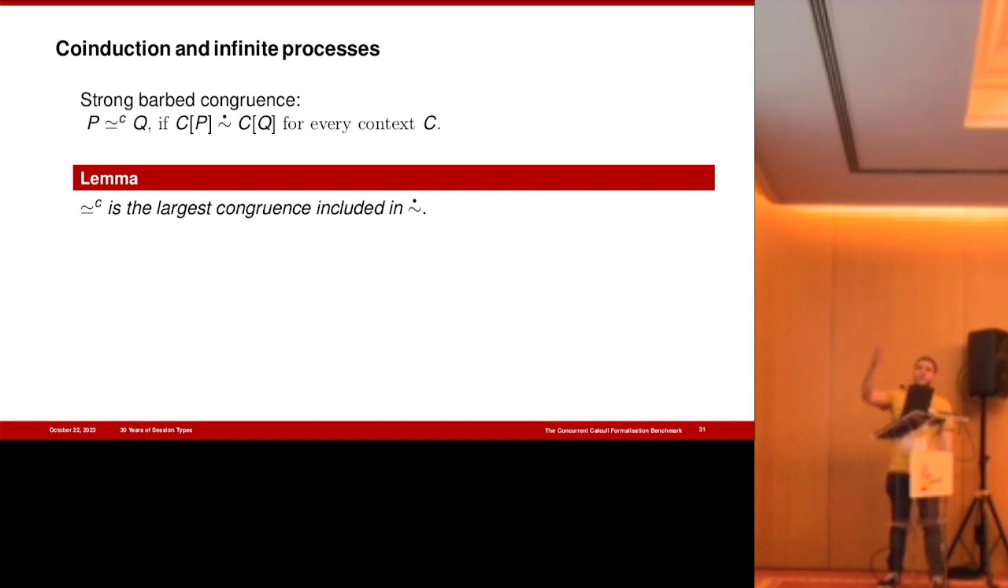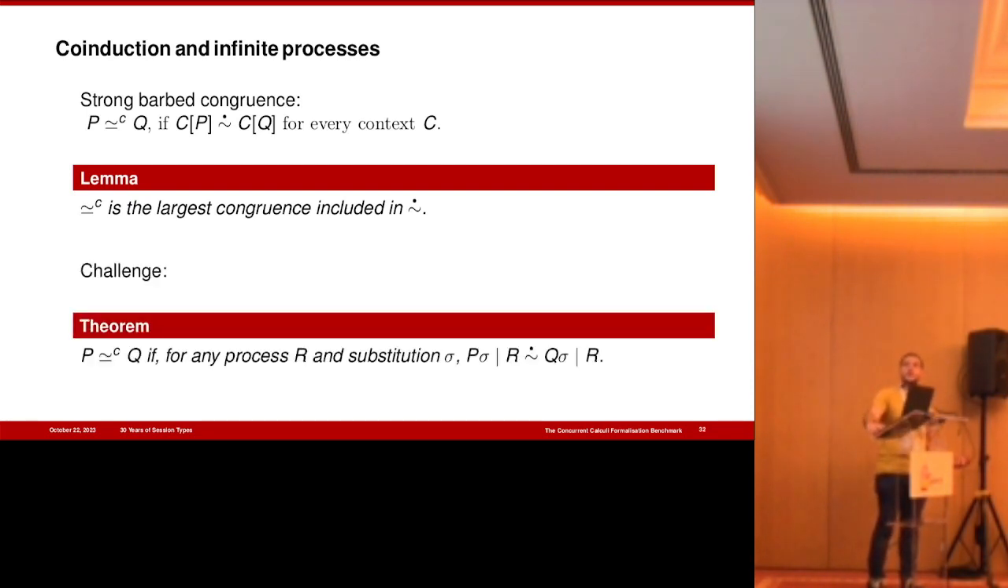And of course, once we define, we have to prove that there's an equivalence relation and a congruence, and it's included in strong bar bisimilarity, very standard. And finally, we have the main result that we ask the mechanizer to prove as a challenge, which is the theorem that characterizes strong bar congruence via substitution and parallel composition. I'm done with the challenges.